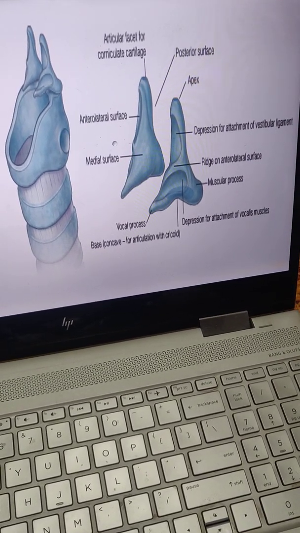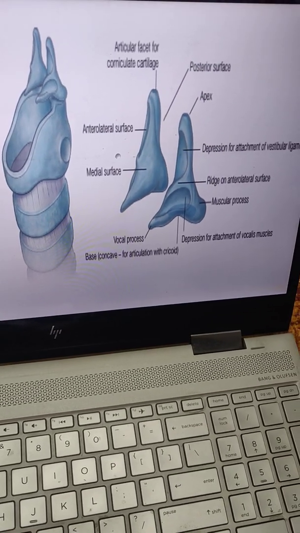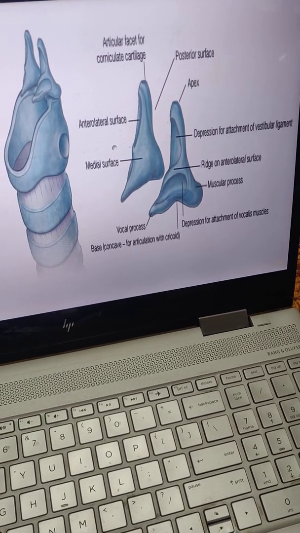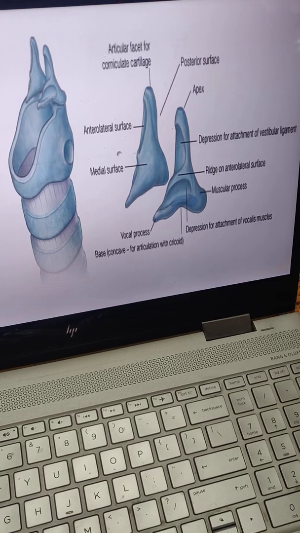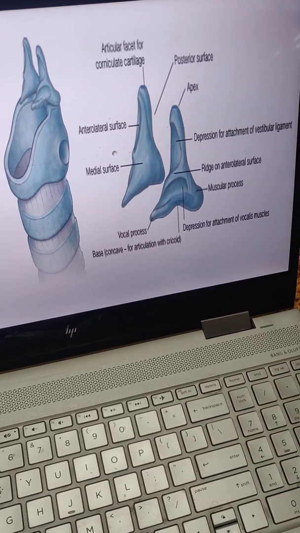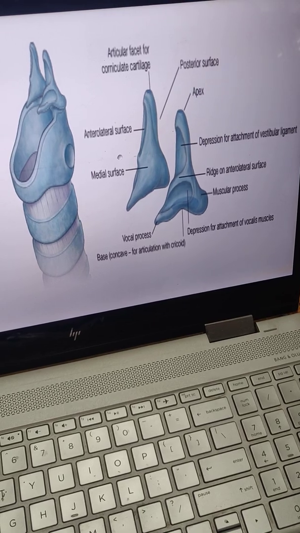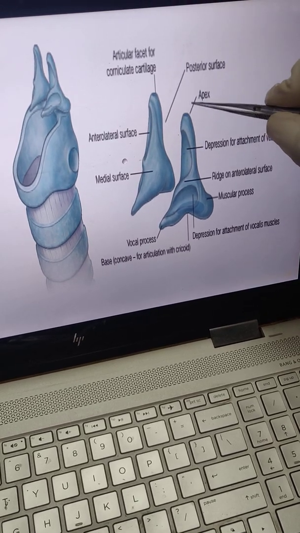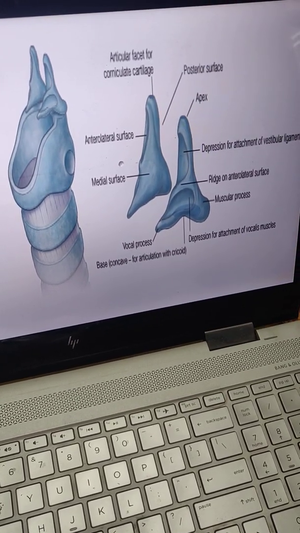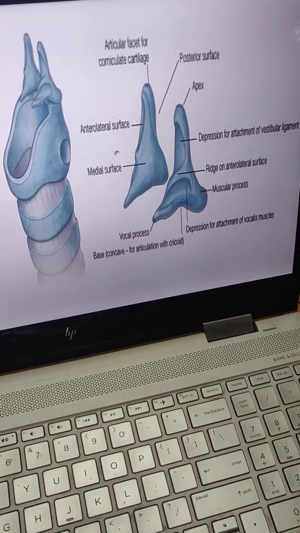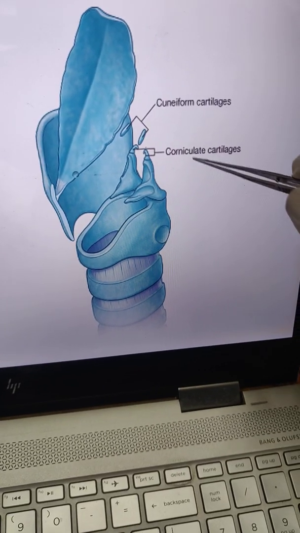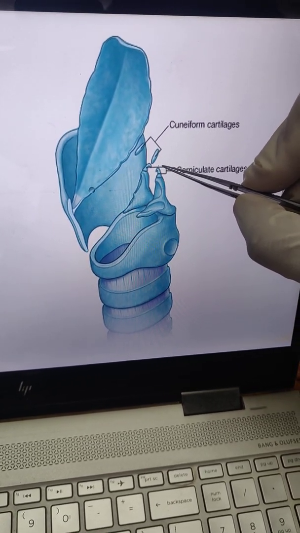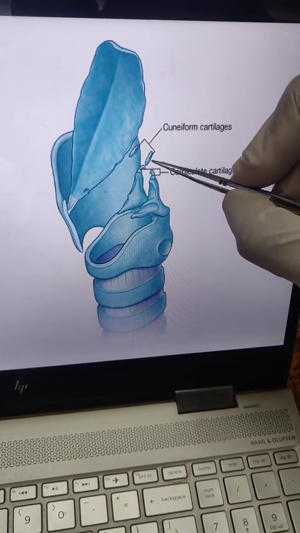So the base of the arytenoid cartilage is concave and it is articulated with the upper border of the posterior lamina of the cricoid cartilage, and the apex is curved posteromedially and articulated with the corniculate cartilage. Here there is a corniculate cartilage, and above it there is a cuneiform cartilage inside the aryepiglottic fold. So these are the two cartilages, corniculate and cuneiform. Corniculate is bean shaped, rounded, and cuneiform is a rod shaped cartilage.